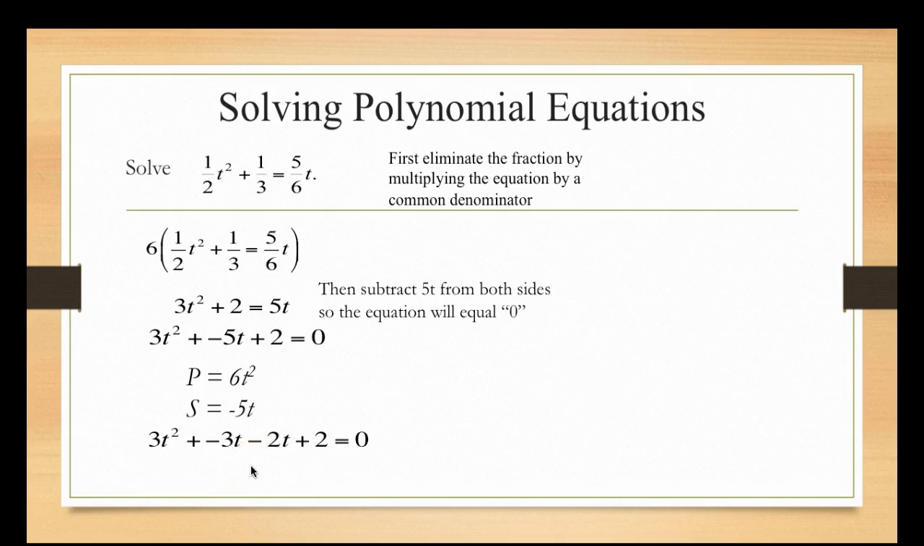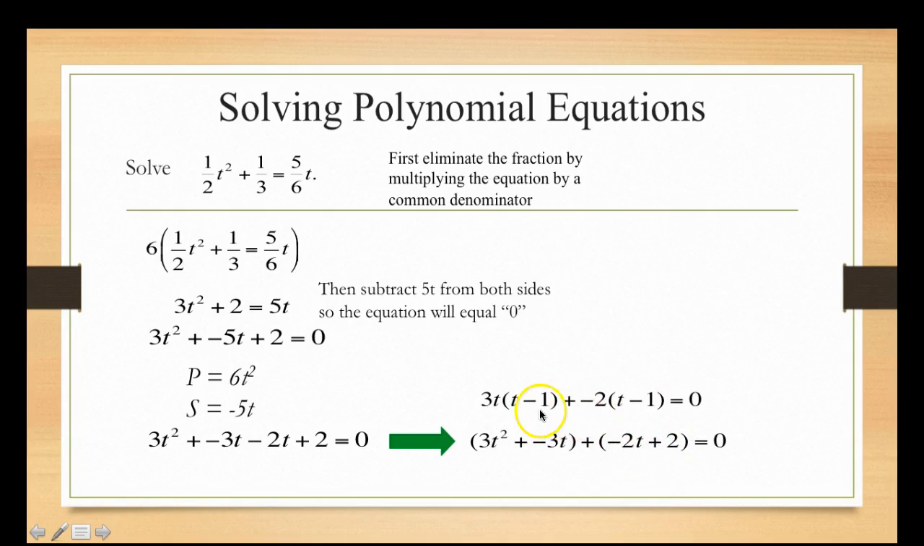I have 4 terms, so I'm going to factor by grouping. I factor out a 3 from the first set of parentheses, a negative 2 from the second set of parentheses. My factors are t minus 1 and 3t minus 2. Set both those equal to 0. T equals 2/3 and t equals 1. I'm sorry, I have x right here, so it's supposed to be a t.